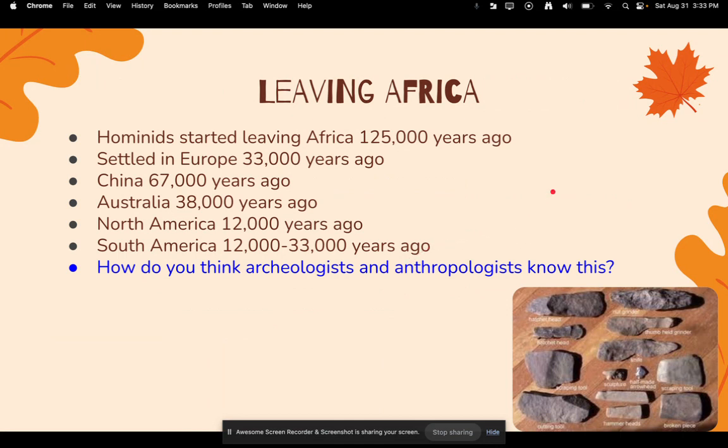So let's talk about the early humans leaving Africa. So hominids started leaving Africa about 125,000 years ago. They would then go into Europe about 33,000 years ago, China 67,000 years ago, Australia 80 or 38,000 years ago, North America about 12,000 years ago, and South America between about 12,000 to 33,000 years ago. So, how do you think archaeologists and anthropologists know about this?